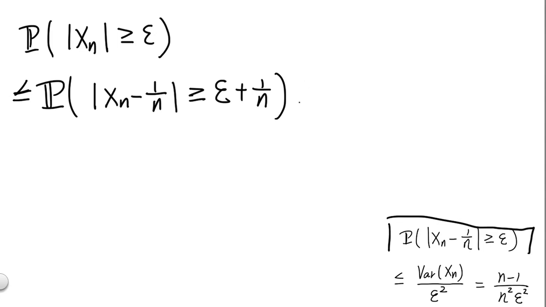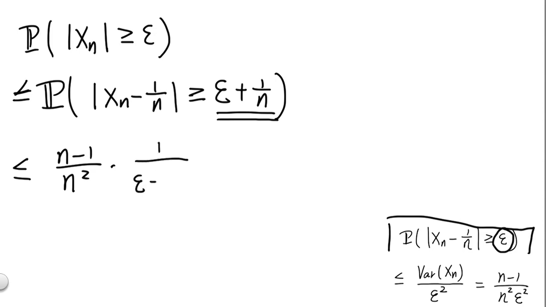Now I will justify this inequality in a second. But suppose that you believe me for this inequality, we can simply plug in the value right here, namely substituting epsilon plus 1 over n in the place of epsilon right here, and use the Chebyshev inequality we did earlier to arrive at the following inequality, which is n minus 1 over n squared times, instead of epsilon, now we have epsilon plus 1 over n, squared.